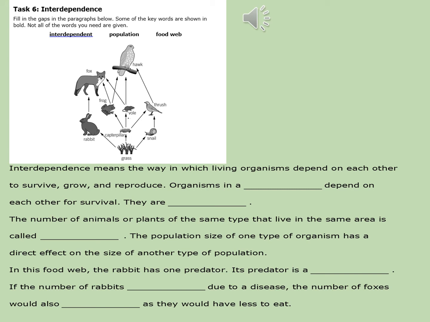The number of animals or plants of the same type that live in the same area is called the population. The size of one type of organism has a direct effect on the size of another type of population. In this food web, the rabbit has one predator. Its predator is A. If the number of rabbits falls due to a disease, the number of foxes would also fall, as they would have less to eat.